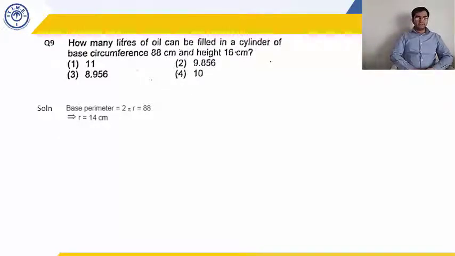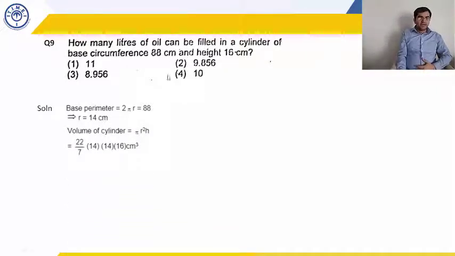So 2 into pi becomes 44 divided by 7. So 44 will cancel out 88 to give you 2. R divided by 7 is equal to 2. That means r is equal to 14 centimeters. So now you can find the volume of the cylinder because you have the radius as well as the height. And you get pi r square h, 22 by 7 into 14 into 14 into 16 centimeter cube.